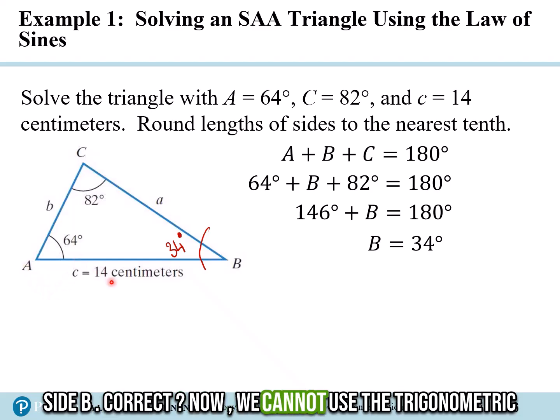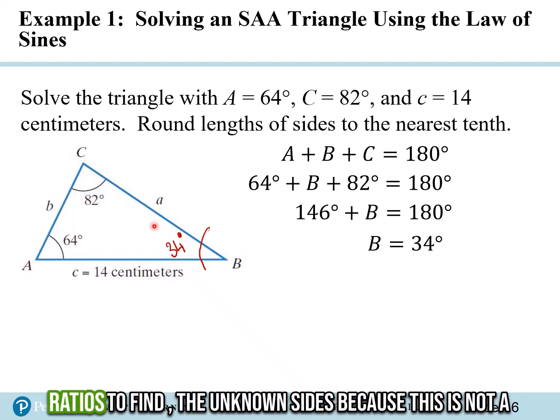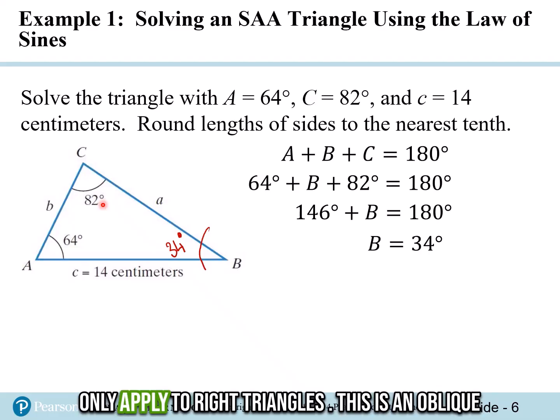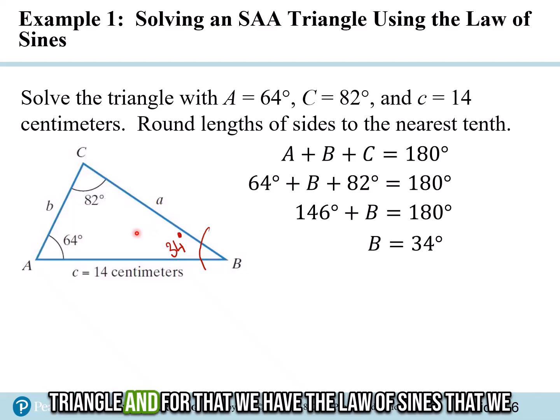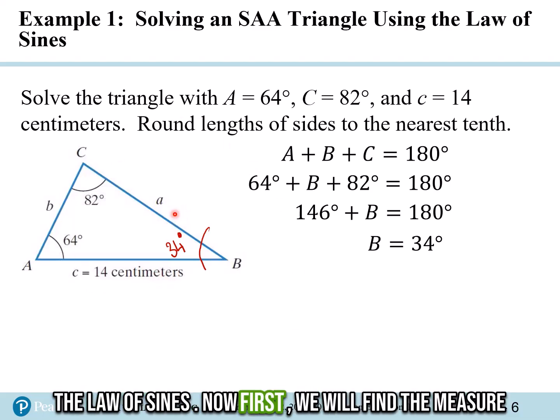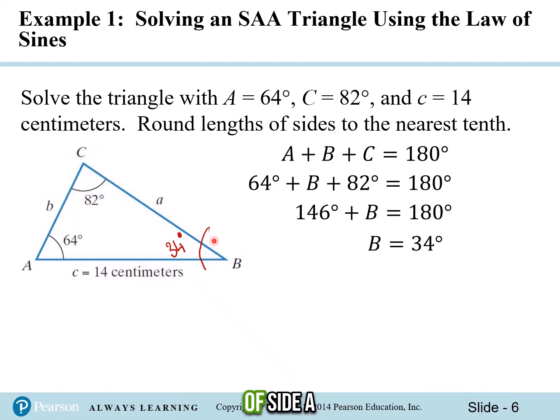Correct? Now, we cannot use the trigonometric ratios to find the unknown sides because this is not a right triangle. Trigonometric ratios that we've learned previously only apply to right triangles. This is an oblique triangle, and for that we have the law of sines that we must use. All right, so we will set up our equation using the law of sines. First we will find the measure of side a.